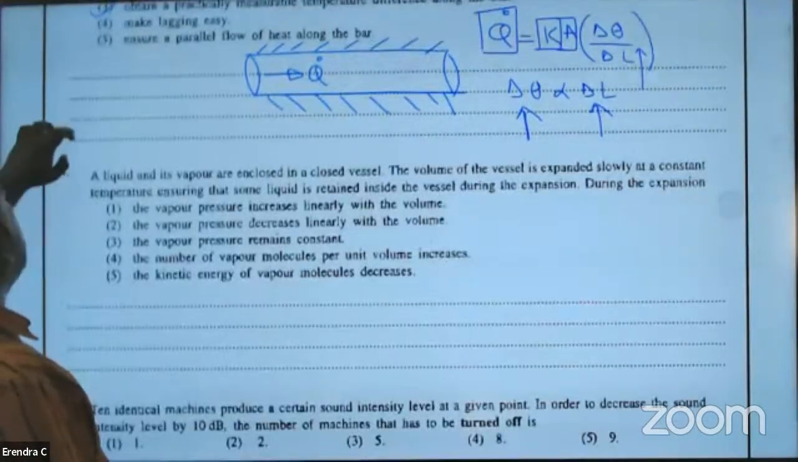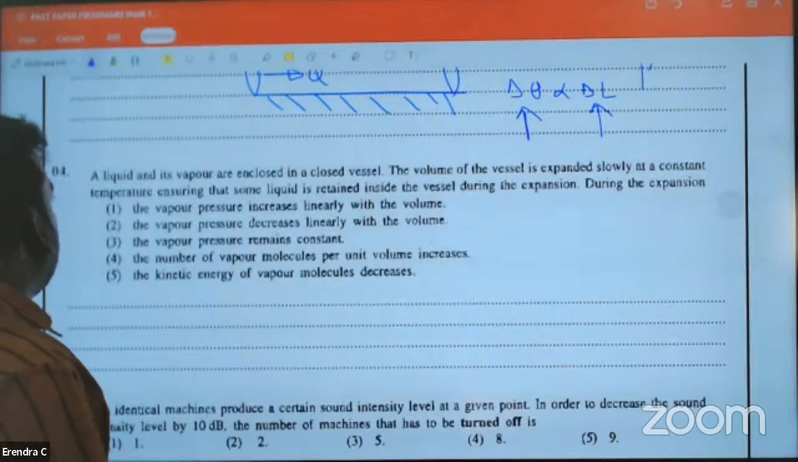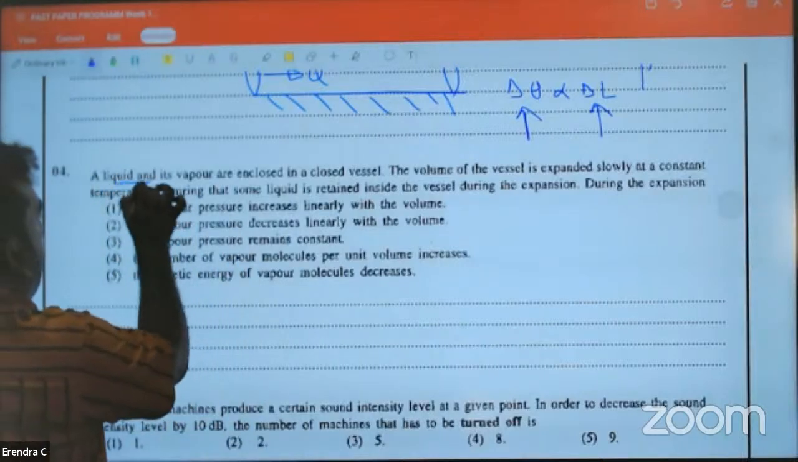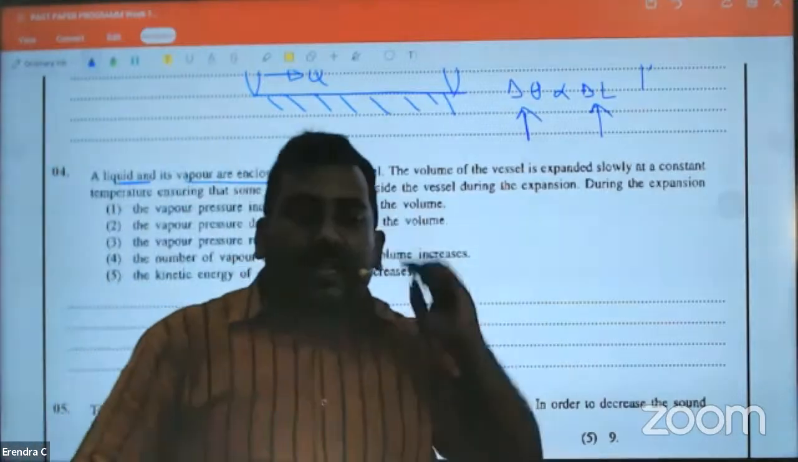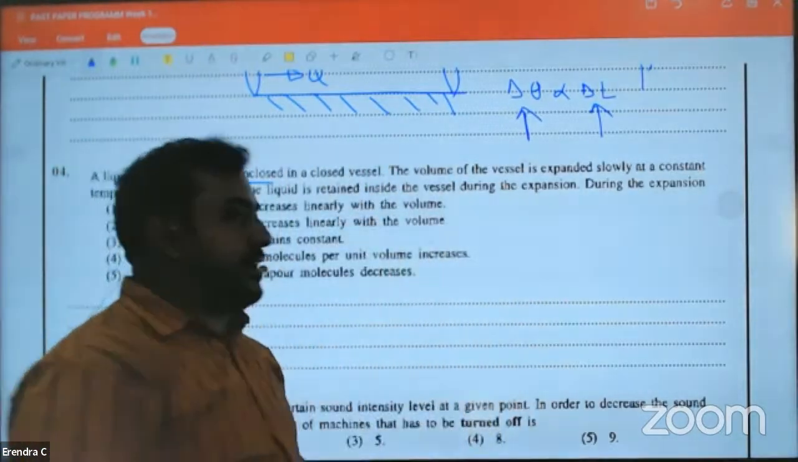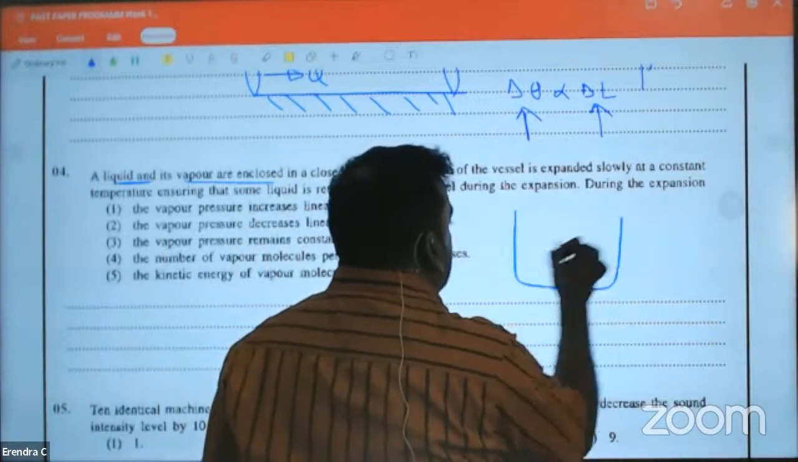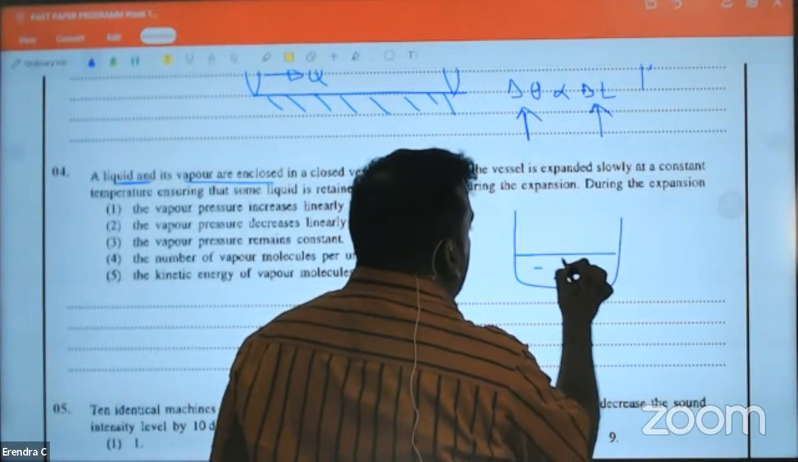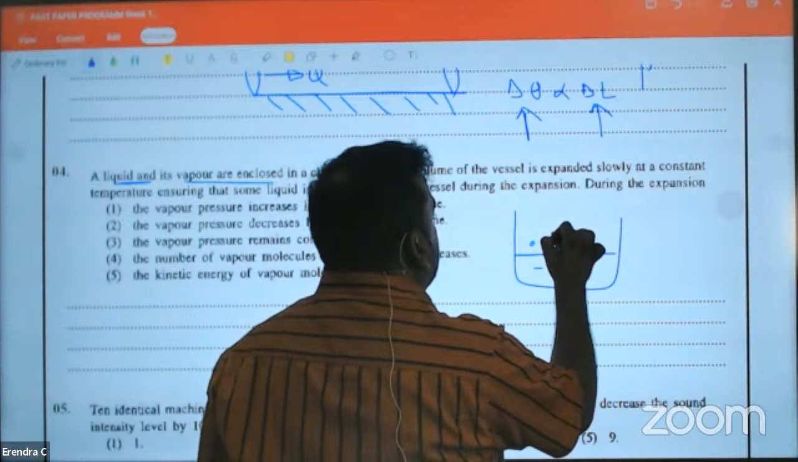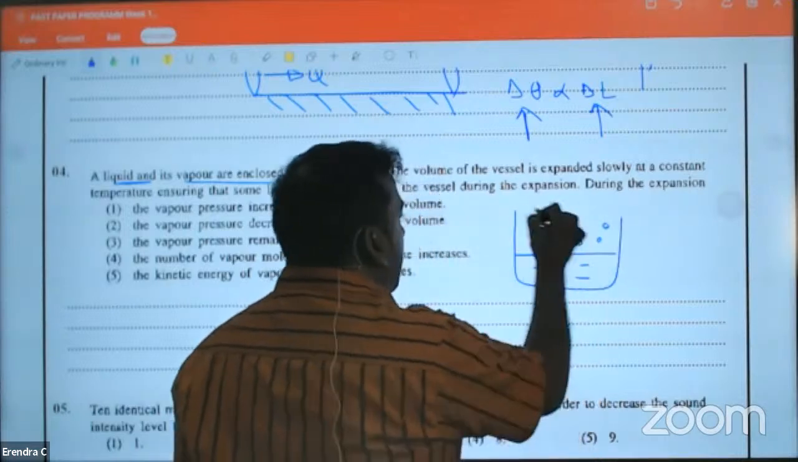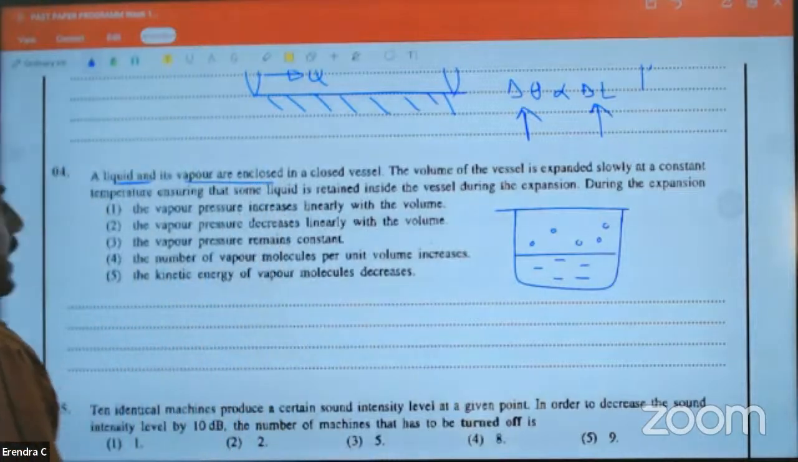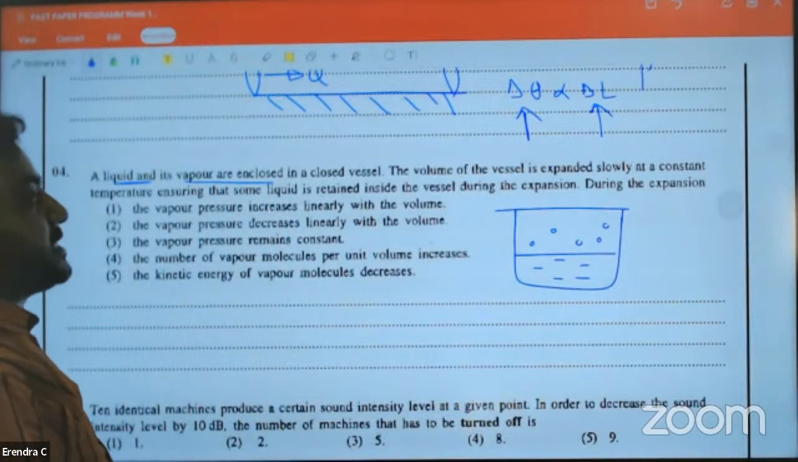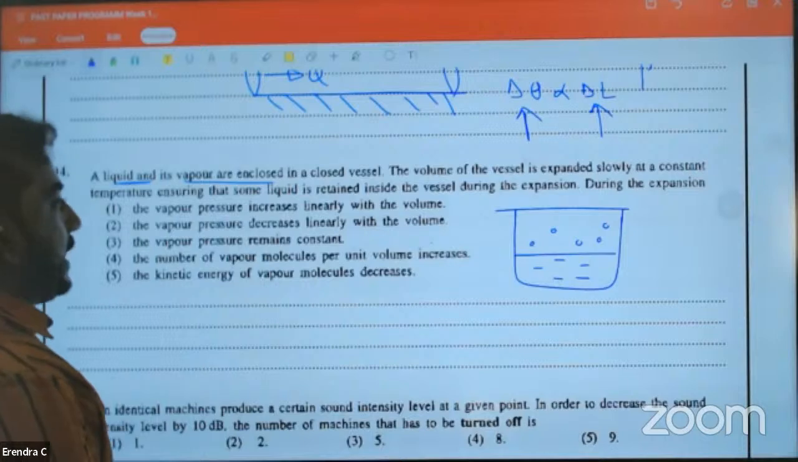Next one. A liquid and its vapor. Tell me, liquid and vapor means what? Saturated. If a liquid is in contact with its own vapor, it's going to be saturated. The volume of the vessel is expanded slowly at a constant rate.